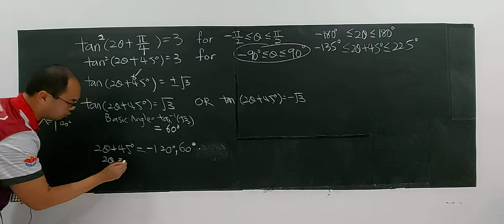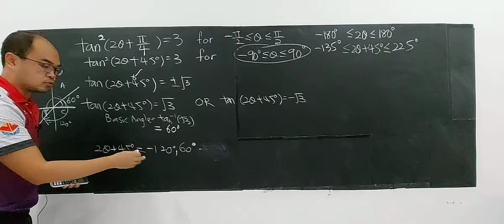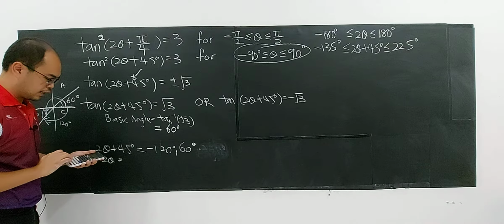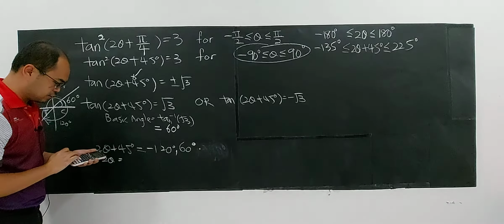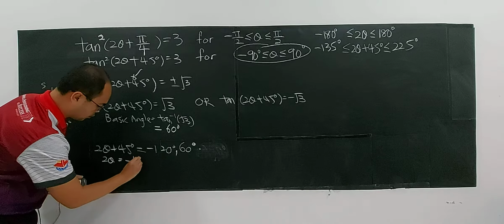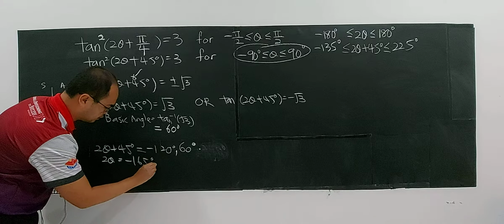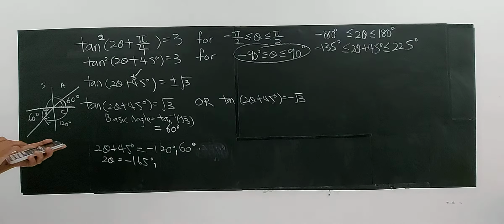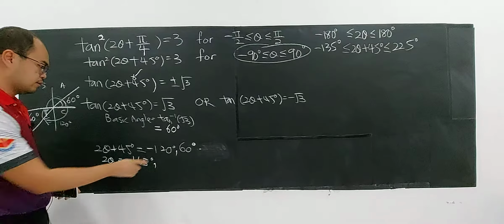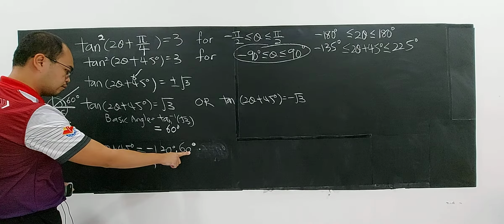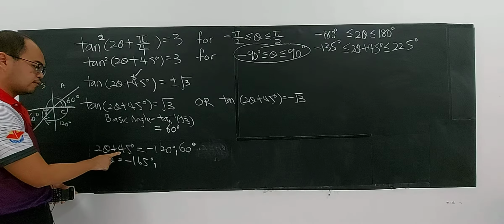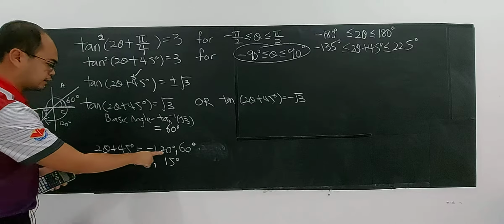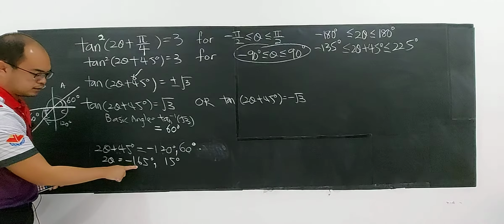So 2 theta will be... it's easy for you to solve by using degrees in this case because there are many values here. So negative 120 minus 45, you have negative 165 degrees, right? Then 60 minus 45 is 15 degrees. Negative 120 minus 45, negative 165.